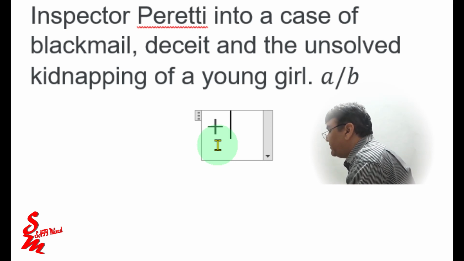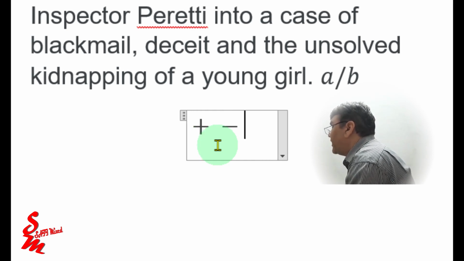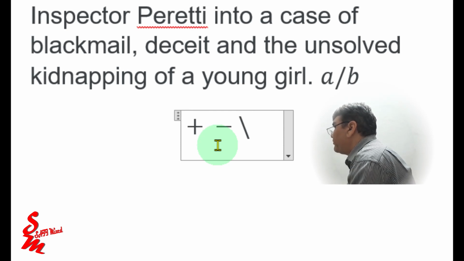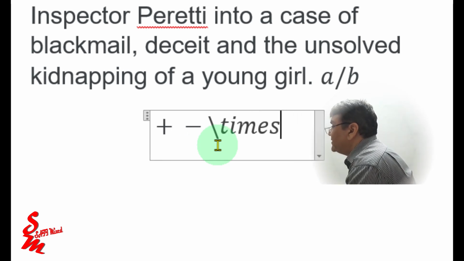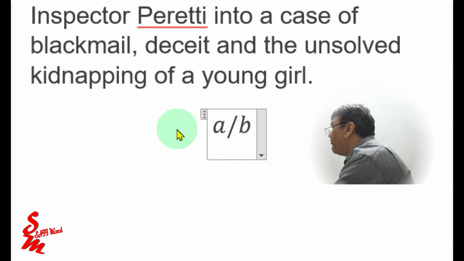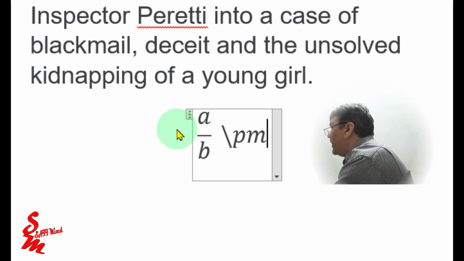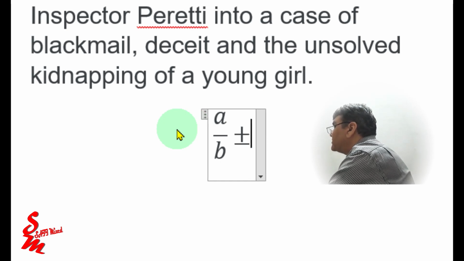Similarly, to insert the minus sign, you just press the hyphen or dash key. And in order to insert the multiplication operator, you have to follow this procedure: first put backslash times and a space, so you will get the multiplication operator. The division sign is inserted by forward slash. A backslash pm and hitting the space key will insert the plus minus sign.